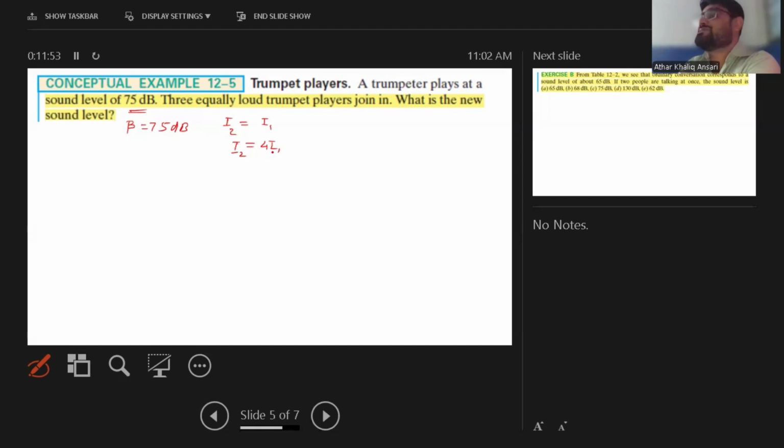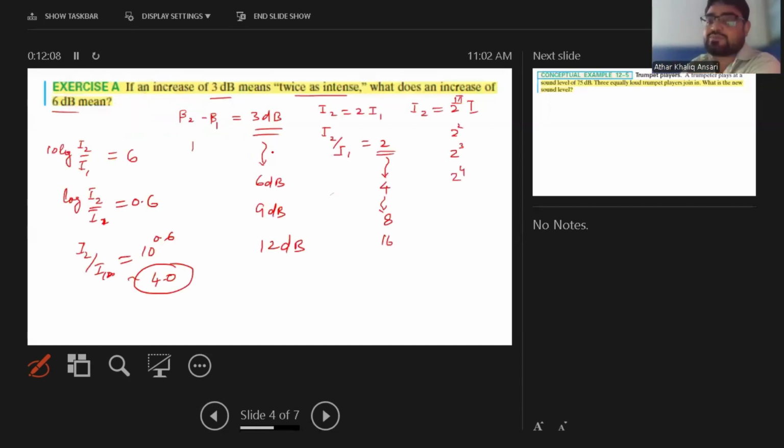4 times intensity is how much decibel increase? I'm repeating my word. When the sound level increased by 3 decibel, intensity was double. 6 decibel, intensity was 4 times. Going back to the previous one: what I said here, a 3 decibel increase in sound level gives you double the intensity.